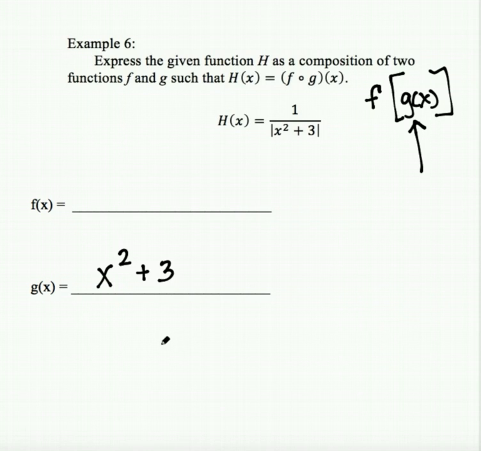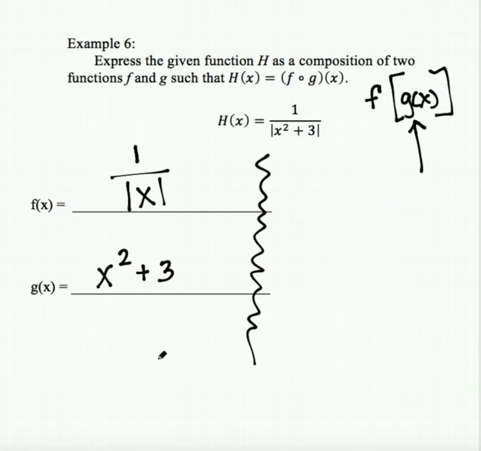So the next question is, what am I plugging that into? That would give me my f of x function. That would mean I'm plugging it into 1 divided by the absolute value of x. Now, with this one and many of the problems, there are alternate solutions. So I do want to give you another solution.